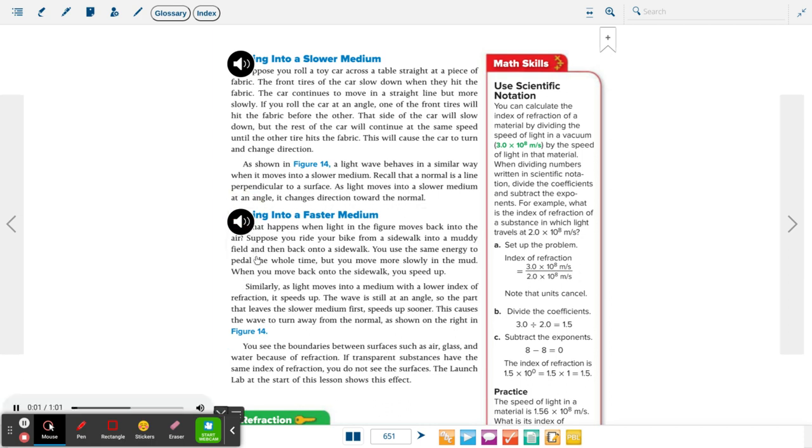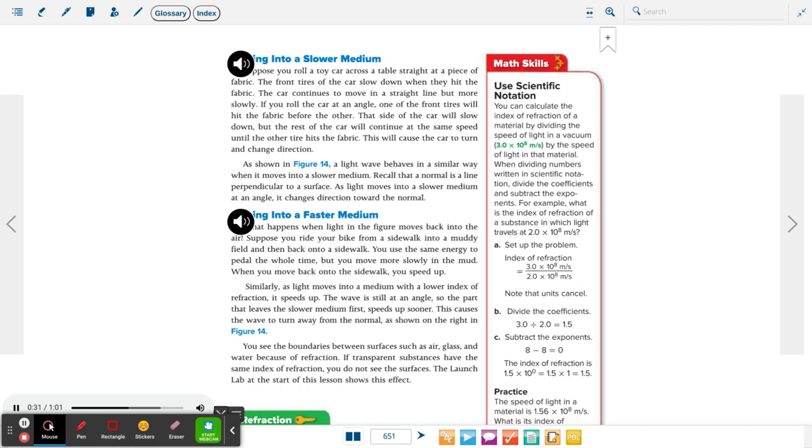Moving into a faster medium. What happens when light in the figure moves back into the air? Suppose you ride your bike from a sidewalk into a muddy field and then back onto a sidewalk. You use the same energy to pedal the whole time, but you move more slowly in the mud. When you move back onto the sidewalk, you speed up. Similarly, as light moves into a medium with a lower index of refraction, it speeds up.